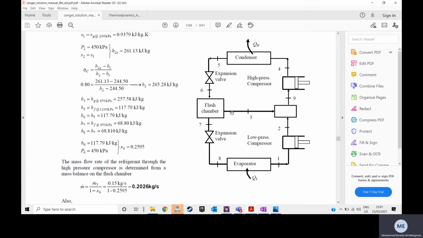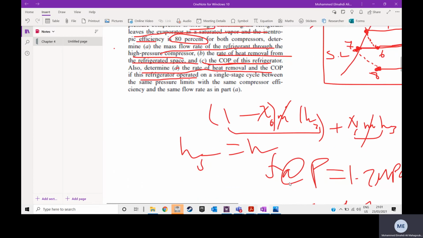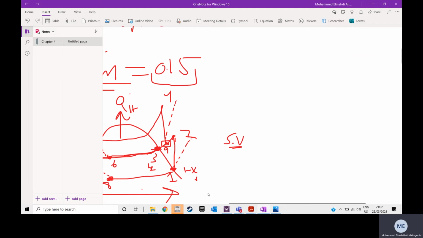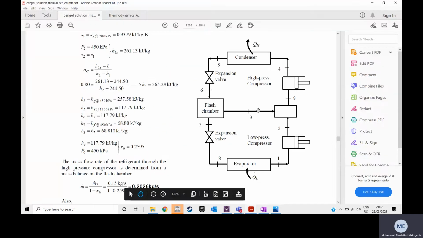Now H3, this is point 3, it is going to be Hg at that pressure, look here, we talked about it. So point 3 is the point that is just hitting the dome, at the saturated vapor state when you want to enter the mixing chamber here. It is Hg, that's always how it is.